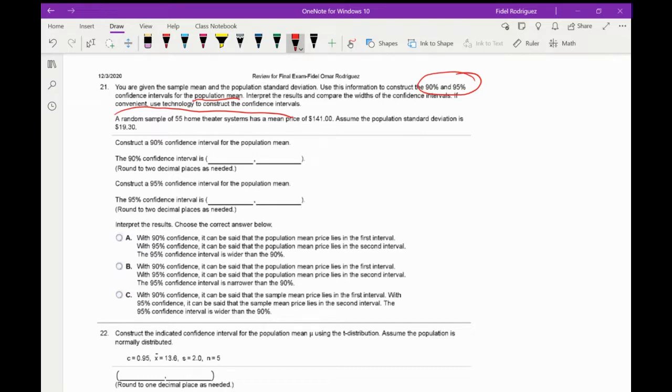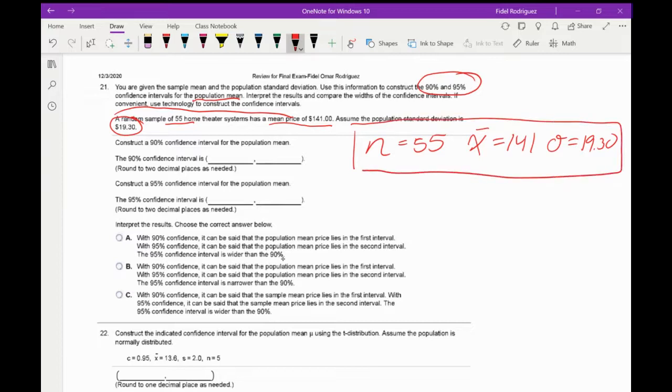So I'm looking here and it says we have a sample of 55 home theater systems. That's telling me that my N is 55, and that has a mean price of 141, so my X bar is going to be 141. And it says assume that the population standard deviation is 1930, so my sigma is going to be 1930. Using our calculator, we can find both the 90% and the 95% confidence intervals.